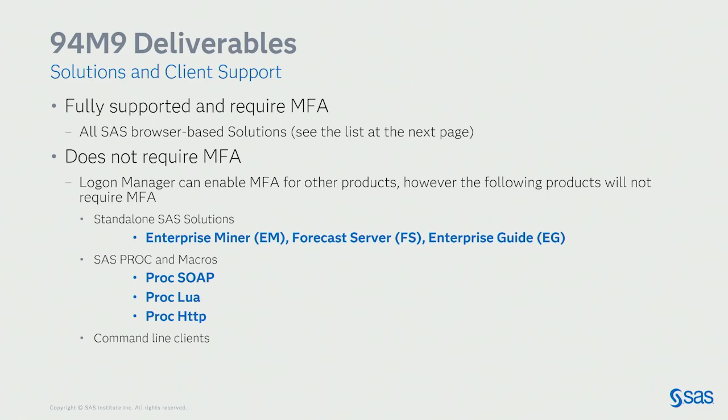We want to make sure you get multi-factor authentication capability, functions, and features. However, if a certain client does not support multi-factor authentication yet, we want them to be able to continue functioning. Later in a solution ship event or hotfix, we'll provide those capabilities. Similar things for SAS programs, some of the SAS procs and macros, like proc SOAP, proc RUA, proc HTTP, are going to continue functioning. They're not going to require you to do multi-factor authentication. Command line client, you can do both, depending on how you use it. I'll give you some examples later.